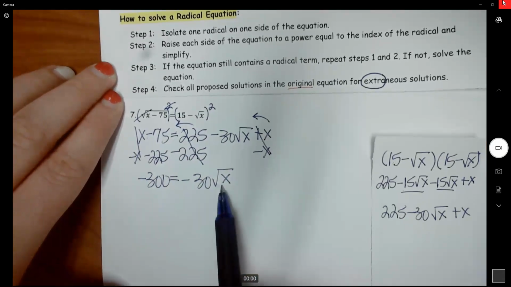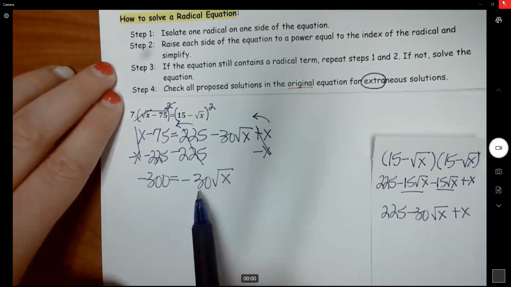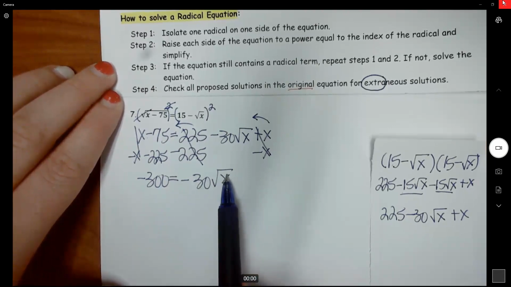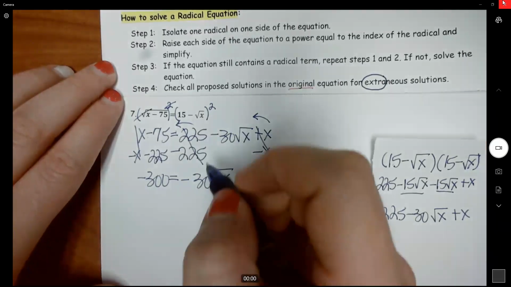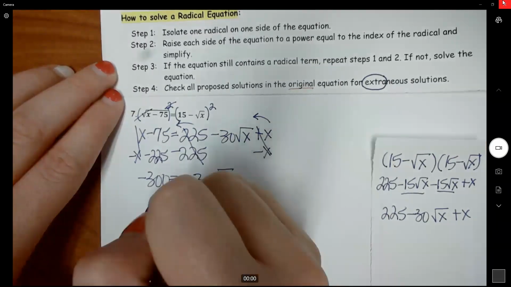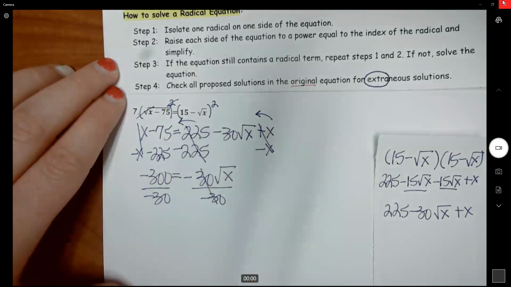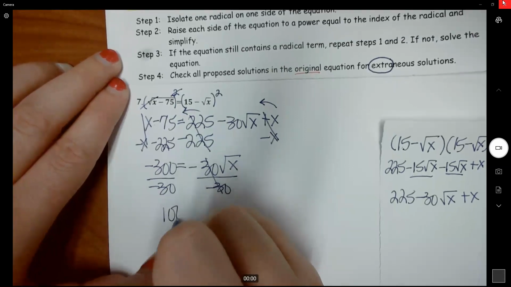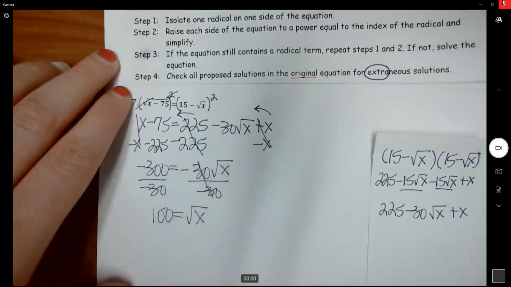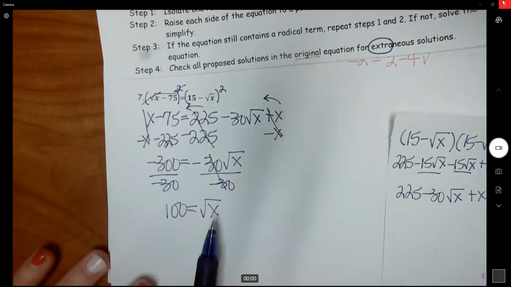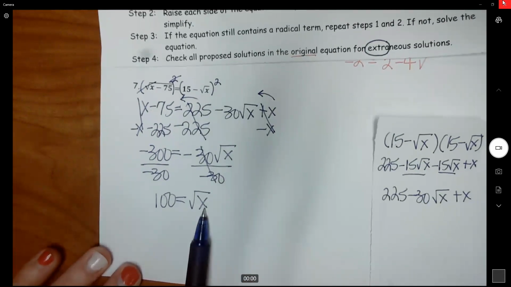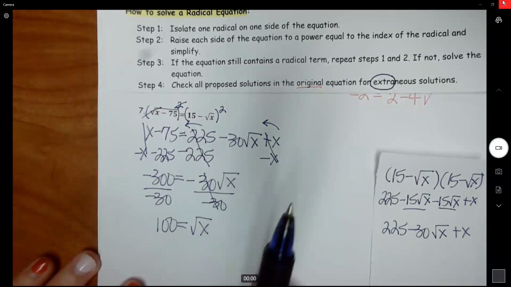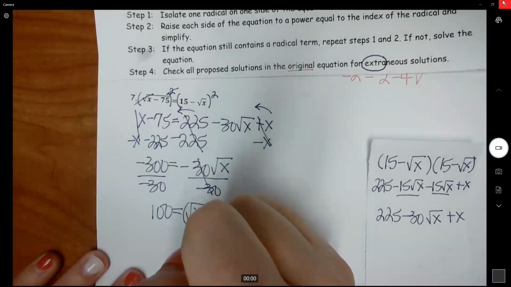Let's keep going to get this square root by itself. This is negative 30 times the square root of x. The opposite of that is to divide by negative 30. Negative 300 divided by negative 30 is 100, and that's going to equal the square root of x. So I have now isolated my radical. That was my second step 1. So my second step 2 is to get rid of the square root by squaring both sides.